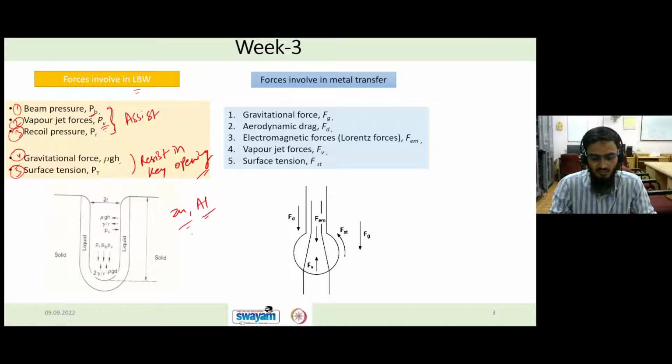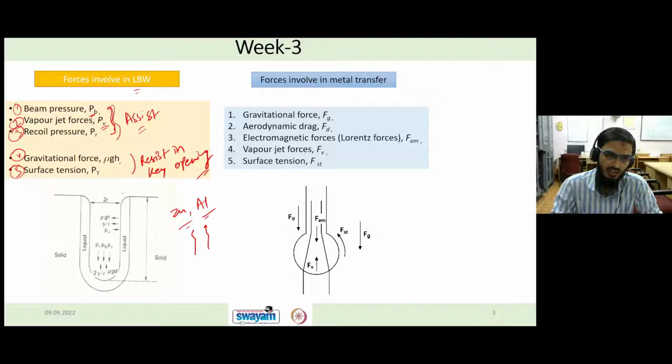Then from Newton's third law, as you know, if you see a rocket jet, the exhaust comes out from the exhaust side and creates a thrust. In a similar manner, when this vapor escapes out of your cavity, it generates a pressure called recoil pressure, and that recoil pressure will also assist in the opening of the keyhole. So these 3 were the forces which are helpful in, or govern, the formation of the keyhole.